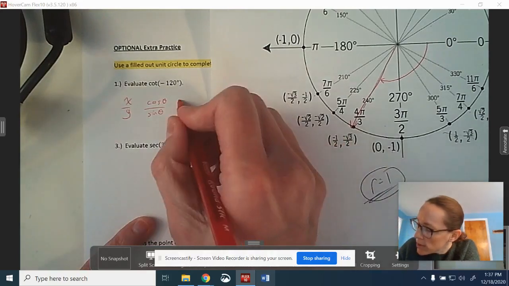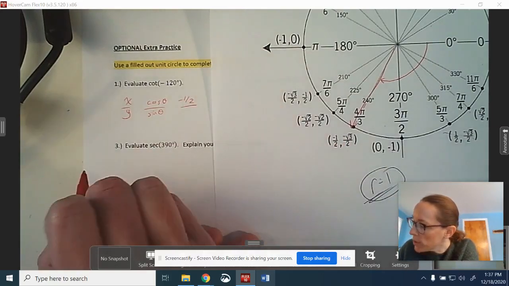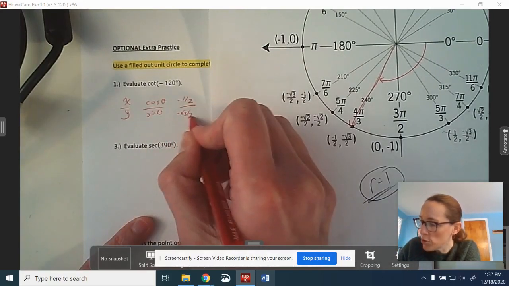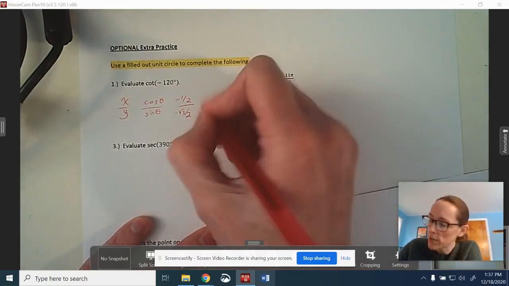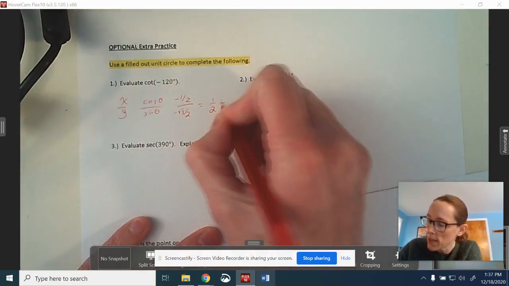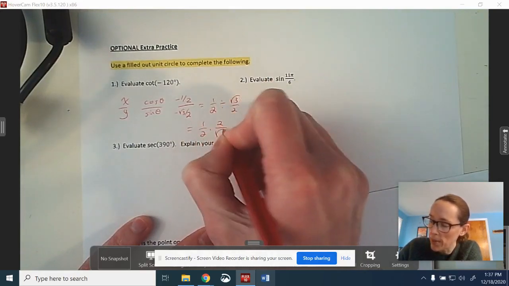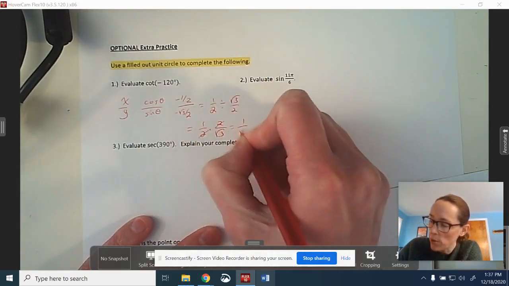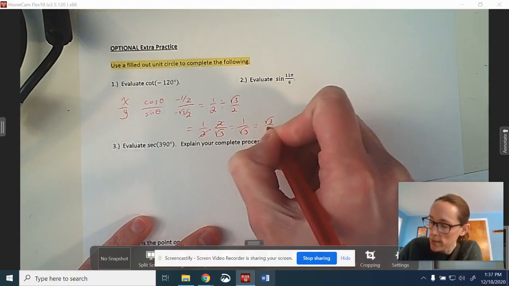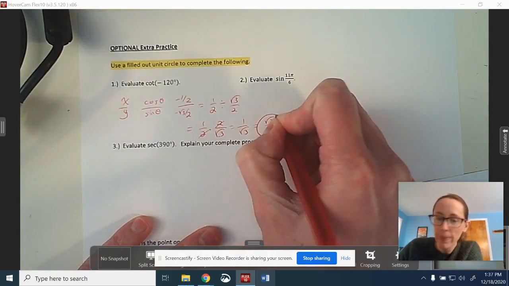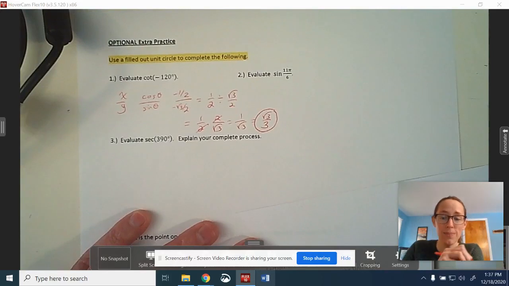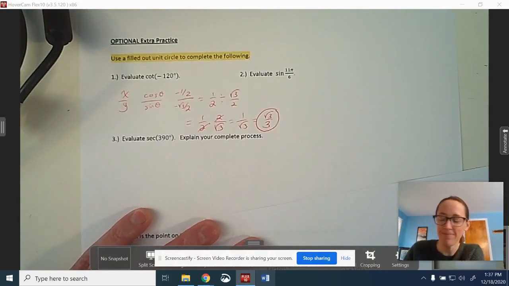So the x coordinate is negative 1/2. The y coordinate is negative radical 3 over 2. That negative over a negative is going to reduce to a positive. And then instead of dividing by 3/2, I can multiply by the reciprocal. I get 1 over radical 3. And when I simplify, I get radical 3 over 3. Positive radical 3 over 3 is my answer. And that's it. We're finished with that one.